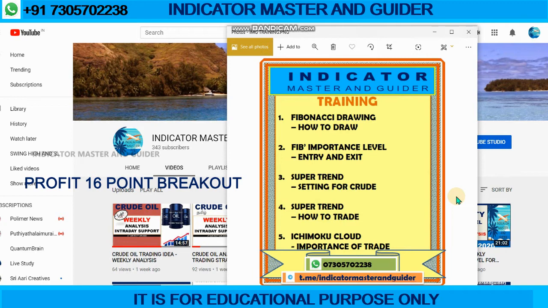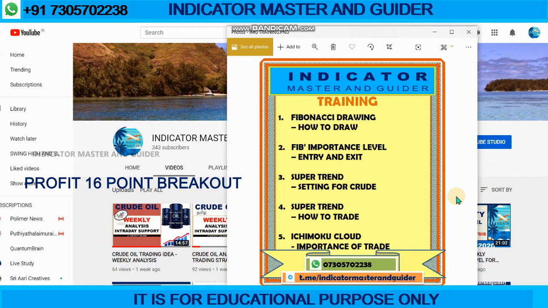Some of the special days, not all the days, many days I am sharing my levels. It is a good level. So here the training will cover Fibonacci drawing, how to draw, the important Fibonacci levels, and the entry and the exit, why we need to use them, right?